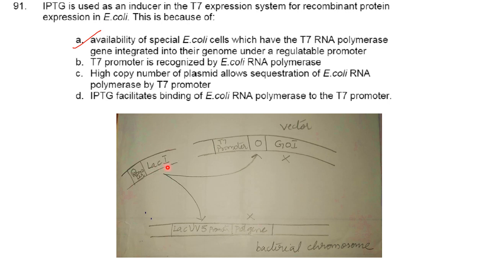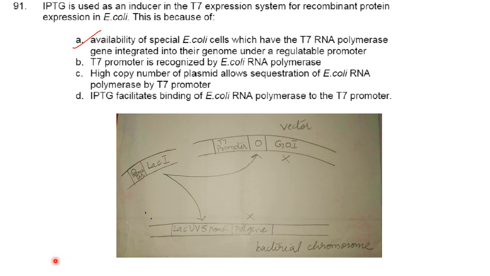Now the LacI protein can act on the lac UV5 promoter in the host cell and repress the expression of the T7 RNA polymerase gene, and also it can act on this particular operator and block the transcription and translation of the gene of interest, this LacI present in the vector. Now if you add IPTG, it blocks the inhibitory action of LacI, thereby inducing expression of T7 RNA polymerase and also removing the LacI inhibition of the gene of interest.